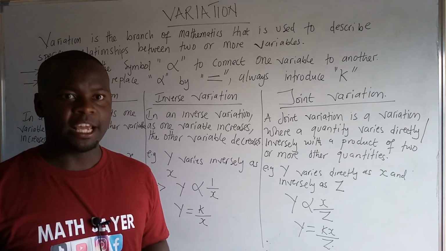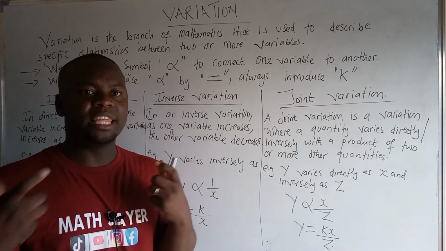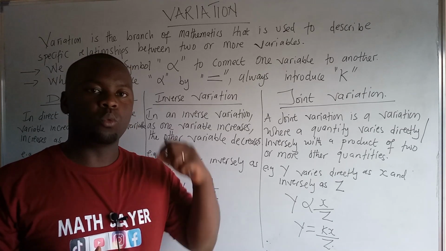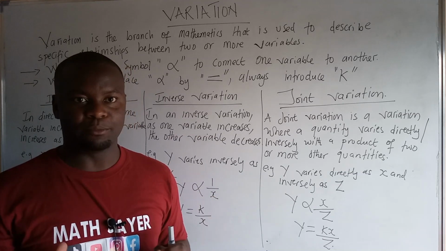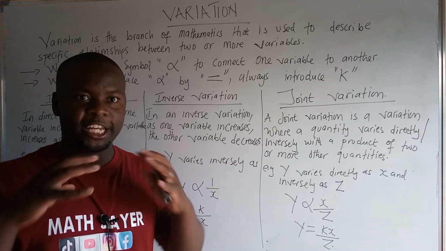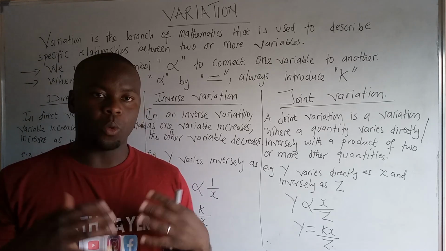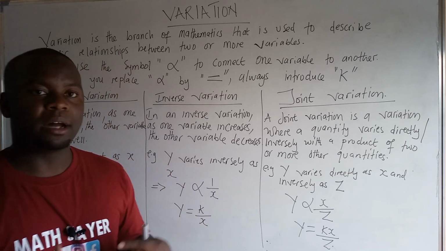more variables. Now, these variables need to be connected by a relationship. They need to have a relationship linking one variable to another variable or one variable to more than two variables. So we need to appreciate the definition of variation. So what else are you supposed to know about variation?